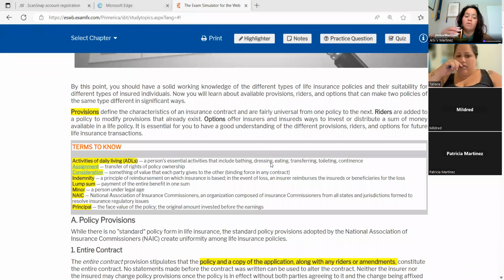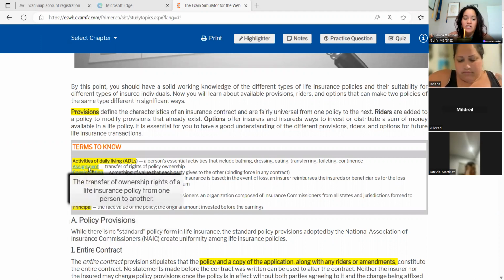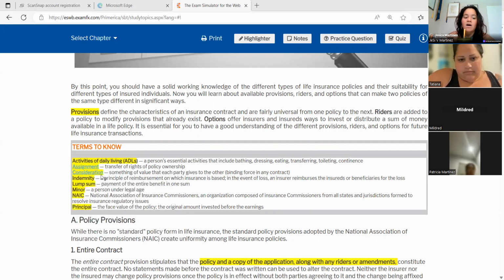Okay, so terms to know. Activities of daily living. It's a person's essential activities that include bathing, dressing, eating, transferring, like what you do day to day in life, what's needed: wake up, brush your teeth, those are activities of daily living. Assignment is transfer of rights of policy ownership. So when you assign something to somebody else. It's a transfer of ownership rights of a life insurance policy from one person to another.